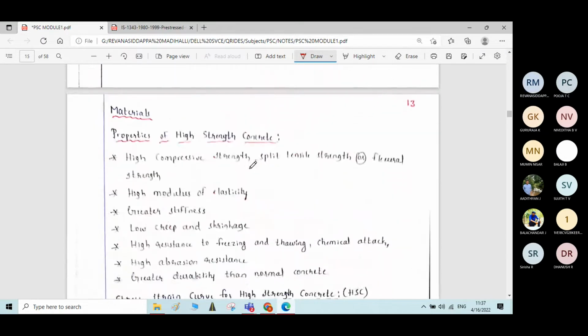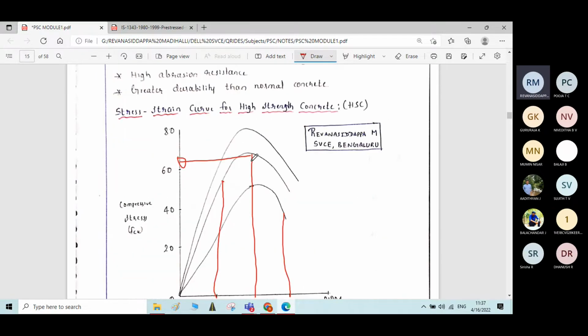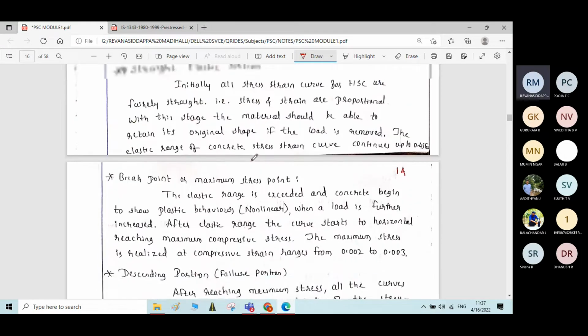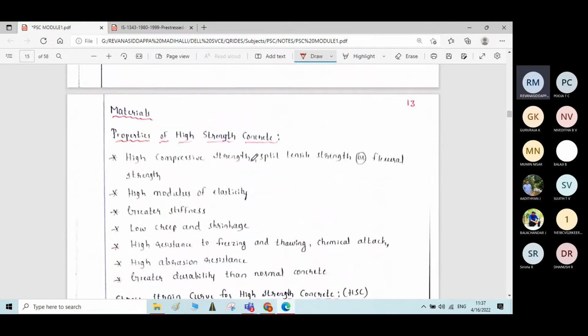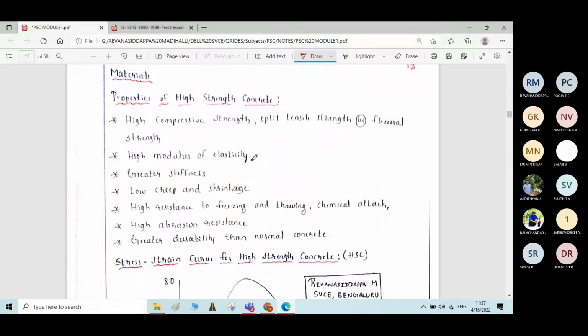Then coming to the materials used for PSC, there are two main materials which we are going to use. Which are those materials? One is high strength concrete and the other is high strength steel tendons. As we are using high strength concrete, we should be aware of its different properties and the nature of its stress strain curve. Knowing all these things, we can implement it in an effective way in the PSC member.